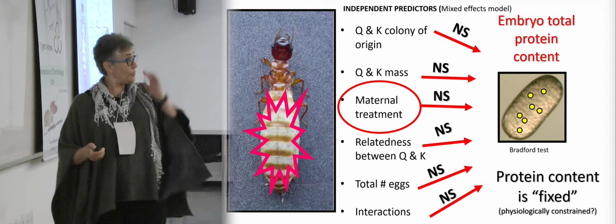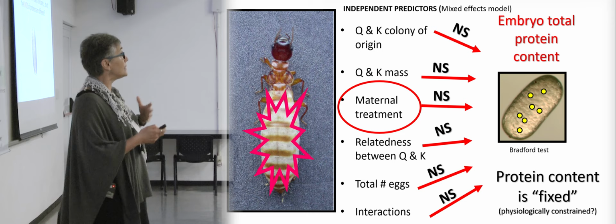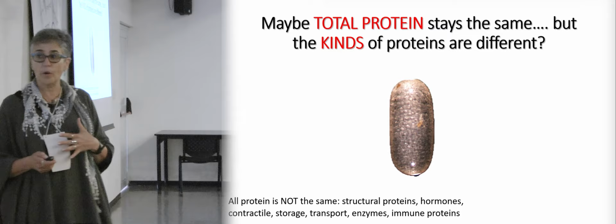But then we thought, okay, this is one of those things where you keep getting hit by the hammer on the head and say, it's not going well, it's not going well. So we figured, okay, let's actually look at different types of protein, right? Because total protein is total protein. But there may be different types of protein. So we have structural proteins, hormones, contractile, storage, immune proteins versus other stuff.